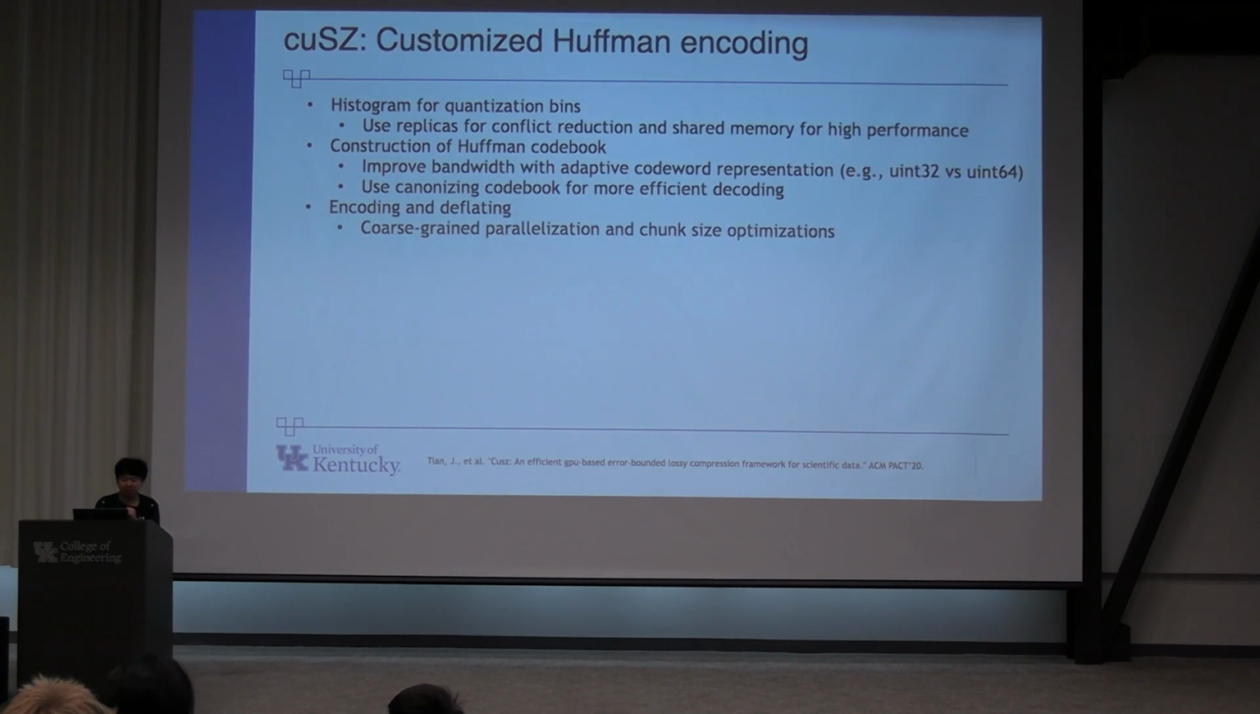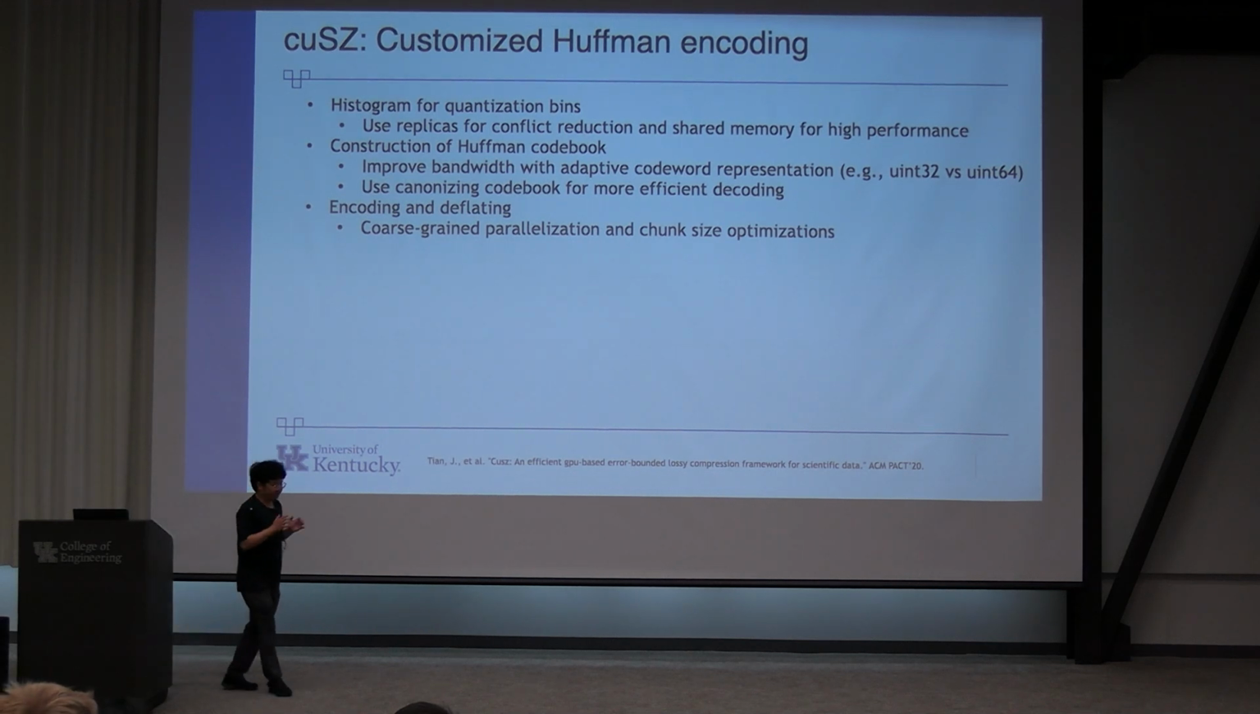So in addition to that, we also optimized the Huffman encoding by optimizing different steps in this stage. Basically, we optimize the histogram for quantization bins. In this step, we just collect the frequency of the quantized data to build the Huffman tree. So in this specific stage, we use replicas to reduce the conflict inside the memory, and we leverage the shared memory to achieve high bandwidth.